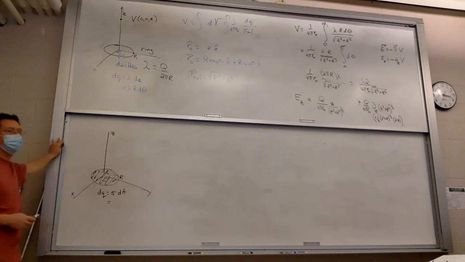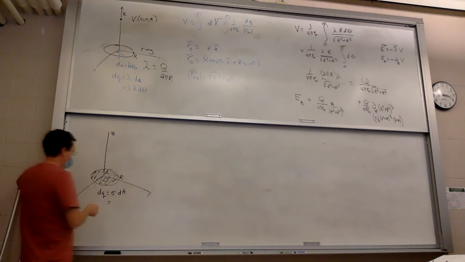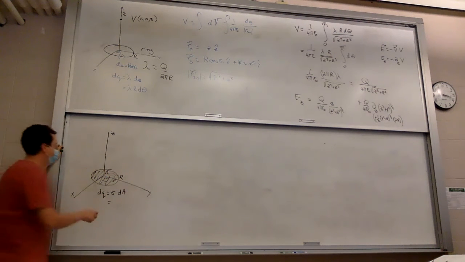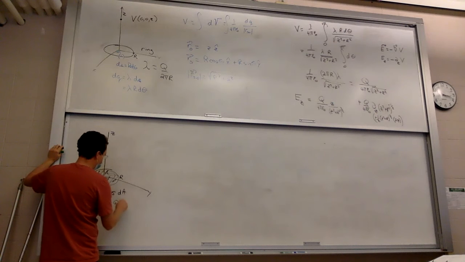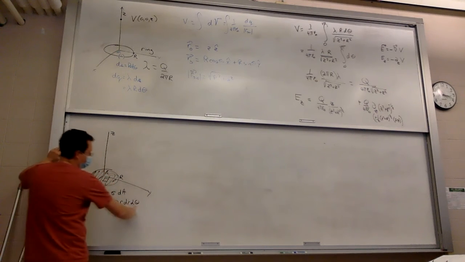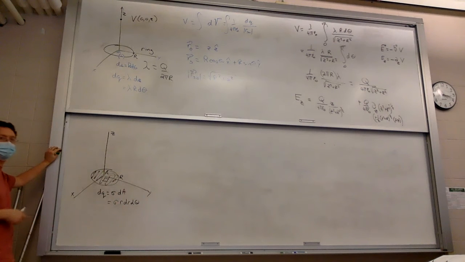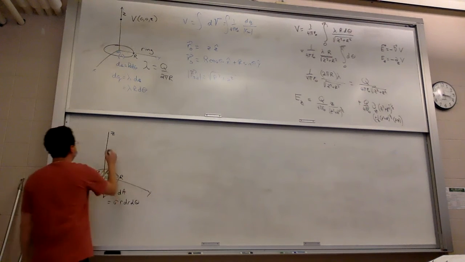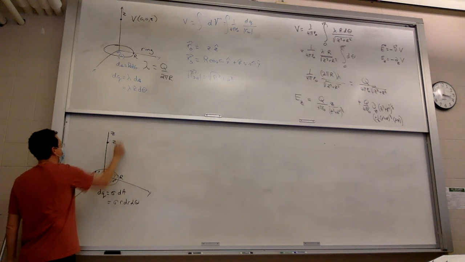In polar coordinates, what is dA? r dr d theta. Because it's area, you've got 2 differentials there. It has to have units of length squared. And I want the potential here at some point z.